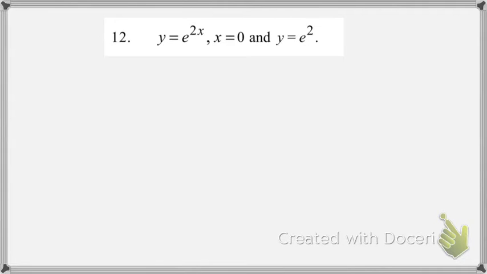Okay, number 12 might be a little bit tricky to figure out what it looks like, but here's a heads up. That e squared doesn't have a variable. It's just an e squared, and e is close to 3, so it's kind of like y equals 3 squared or y equals 9. It's just a horizontal line that goes through the y-axis at 9. This one just goes through the y-axis at e squared, okay?